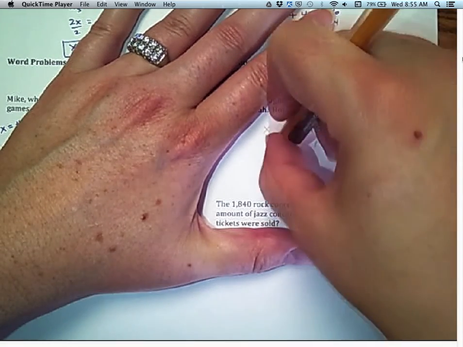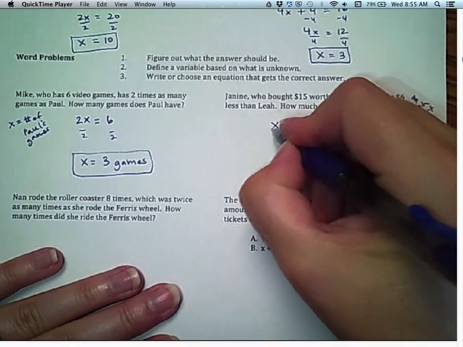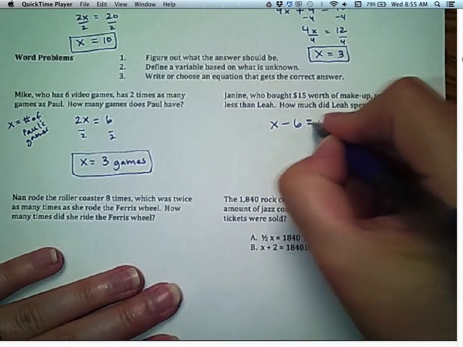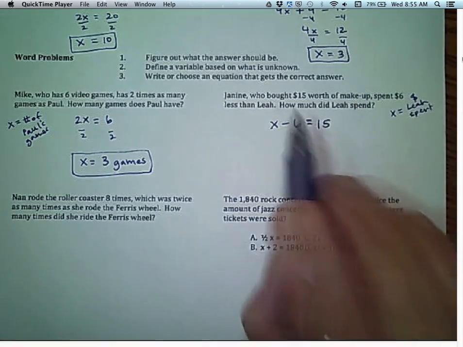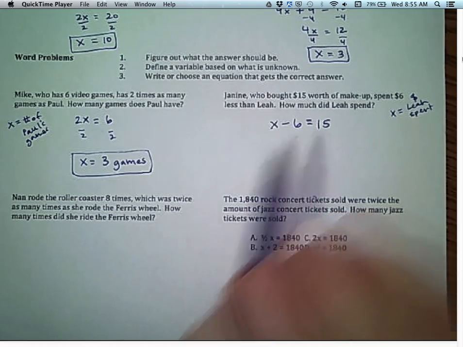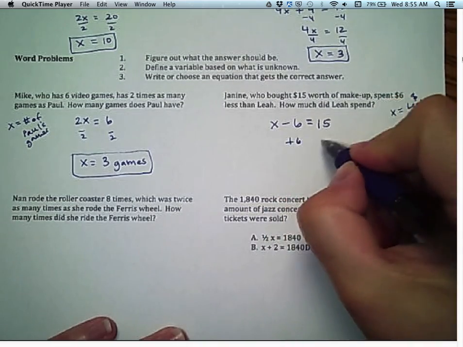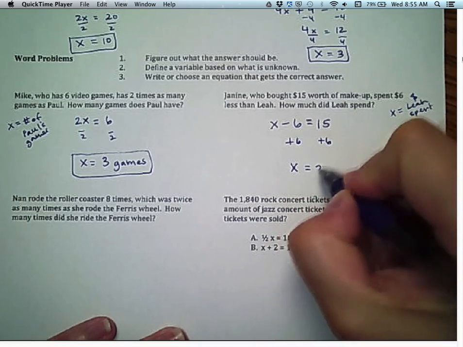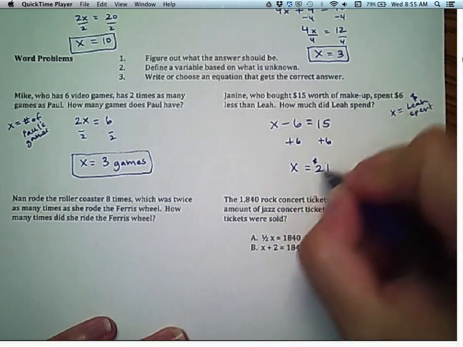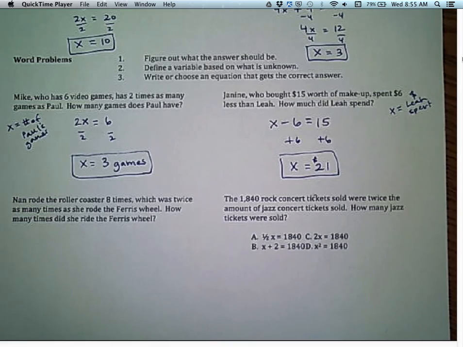So what we really need to say is the amount that Leah spent minus 6 is the amount that Janine spent. So Leah spent x, 6 less than that is the $15 that Janine spent. All right, so then we would add 6 to both sides, and we see that x comes out to be 21, and it is $21. All right, so always checking. Don't just make guesses. Make sure that you're really thinking about what the right answer should be.